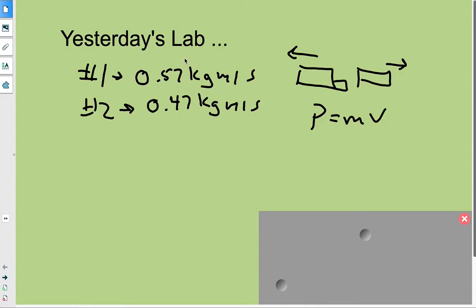So if, let's say, this cart is going in this direction, we'll call this positive momentum, and this cart is going in the other direction, we'll call this negative momentum. Now, if we had done this lab perfectly, these two momentums would have been exactly the same, just in opposite directions. So the starting momentum was 0. The ending momentum, if these were the same, would be... Brian, what do you think? What would the ending momentum be if those were the same?